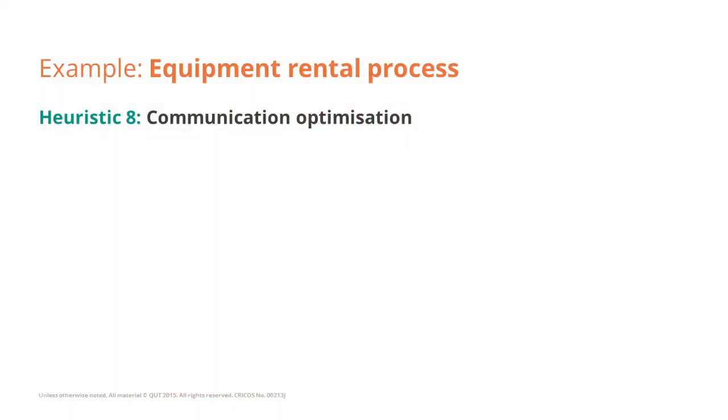Heuristic number 8 tells us to consider optimizing the communication. We see that in this process, once the site engineer has expressed the need for a certain type of equipment, they do not know really what happens with the rental request until the equipment actually arrives. In some cases, that means that the wrong piece of equipment arrives and they have to send it back and get back the correct one.